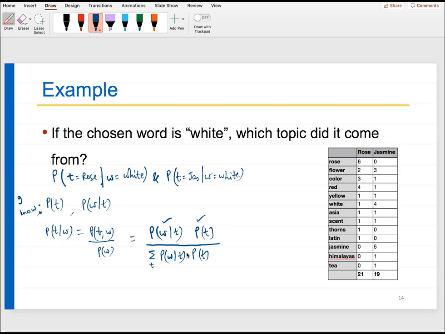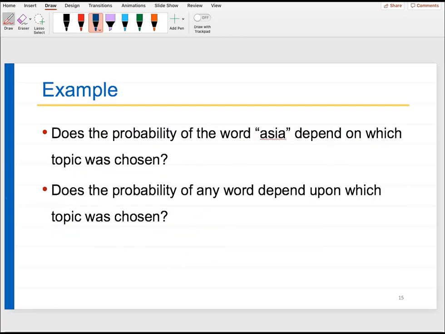Okay. Let us see. Let me write it mathematically first. Probability that the word is Asia, given the topic is, let's say, Rose. The question is: probability of word equal to Asia given topic as Jasmine.